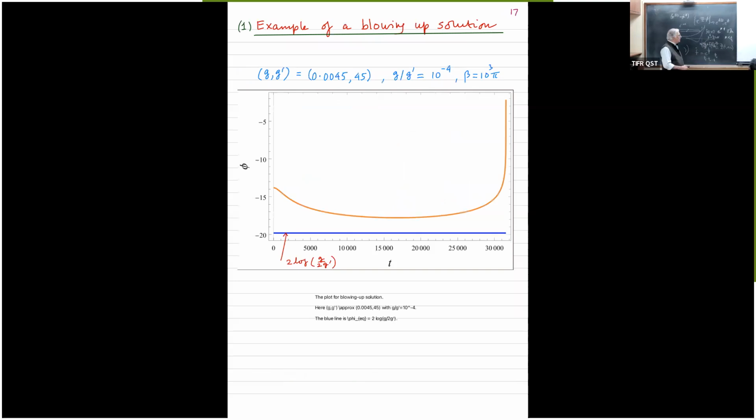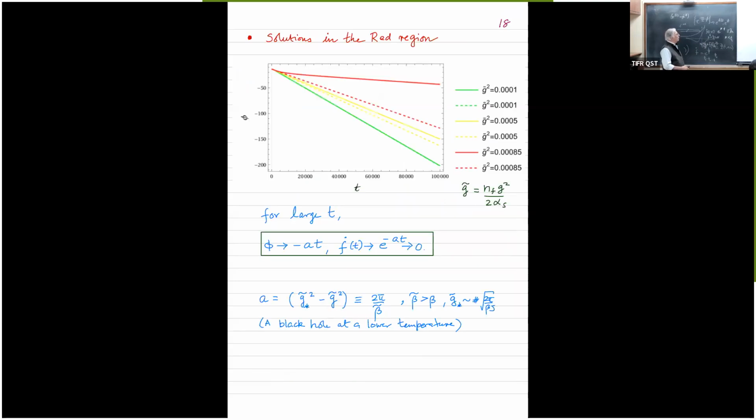These are the actual calculations, and this is the blow-up solution. Now let me look at the solution in the red region. Here I have written a slightly simplified version of it, in which I have put G prime equal to 0, but if G prime is not 0, there is an augmentation to this term. Basically, this is the formula. Phi essentially goes to minus infinity, where A is very much like an inverse temperature. Not very much, it is the inverse temperature of the smaller black hole. And this is the solution in the red region. With G and G prime also, the characteristic is more or less the same.